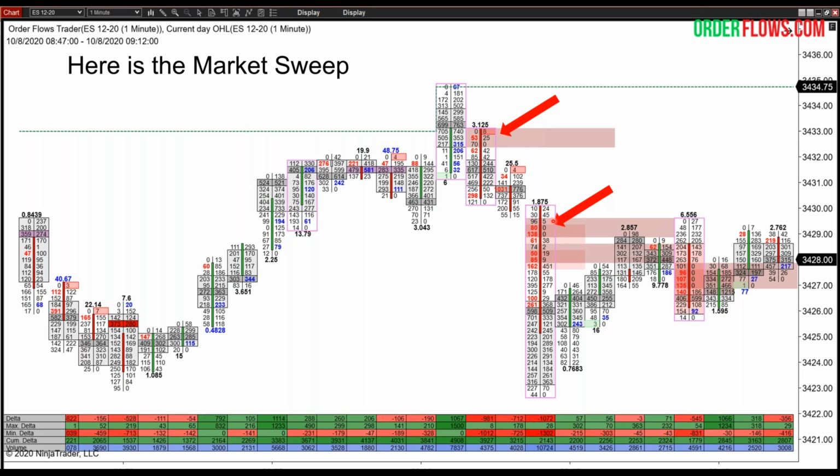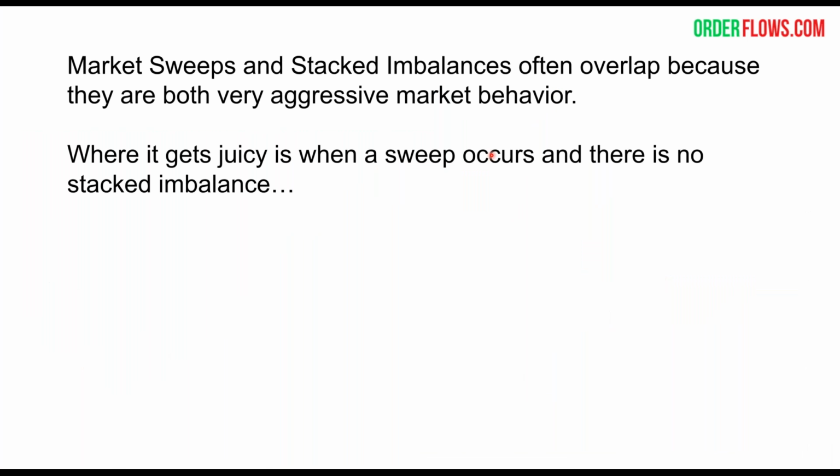Okay, so you can see here, right? We just hit the high of the day, starts selling off, aggressive trader coming, someone just sold it down, whacked it down, basically 4 price levels, right? And then the selling continued on down from the 32 areas down into the 20s. Now, market sweeps and stacked imbalances often overlap because they're both aggressive market behavior.